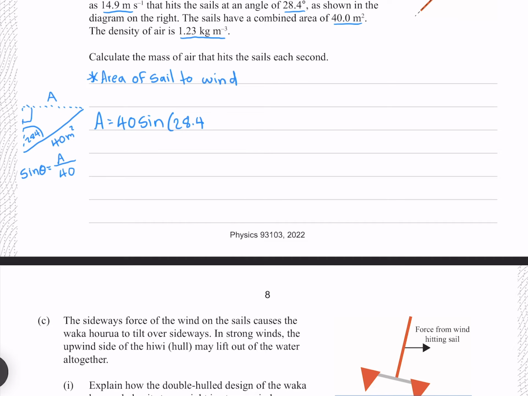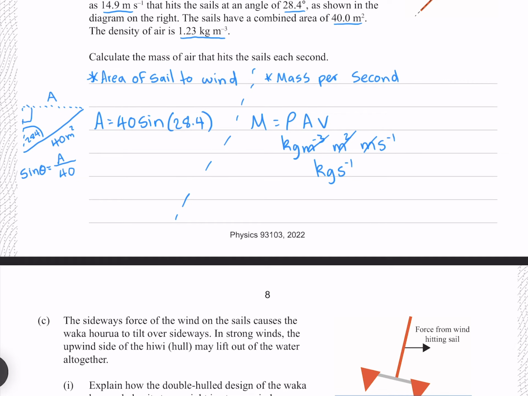which is 28.4. Now our mass per second is going to equal our density of our air multiplied by our area multiplied by the velocity of our wind. One way to see this is by analyzing the units. The density of our air is kilograms per meter cubed, our area is in meters squared, and our velocity is in meters per second. So we can see that our m^-3 will cancel out with our m^2 and our m, giving us units of kilograms per second. Putting our numbers in and making the substitution for area gives me 349 kilograms per second to 3 significant figures.